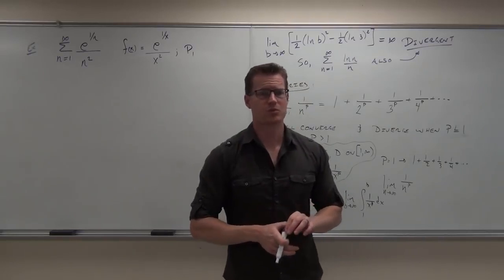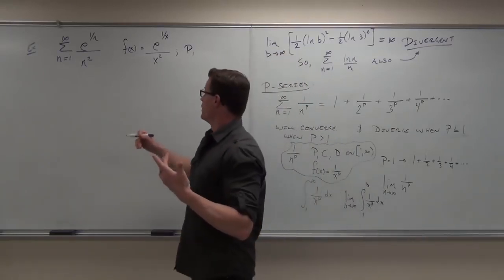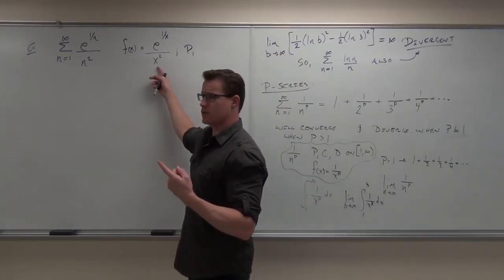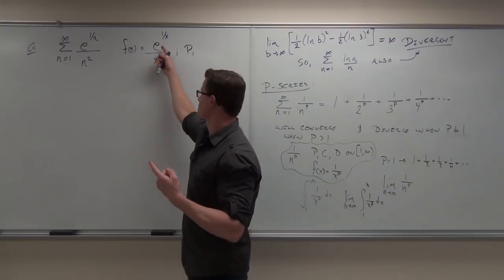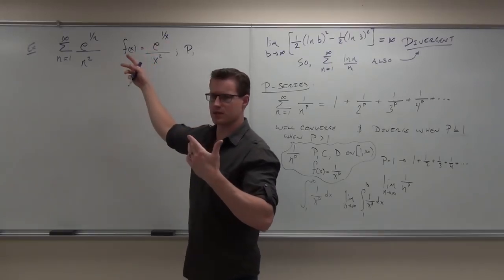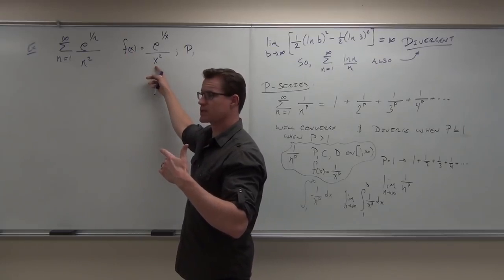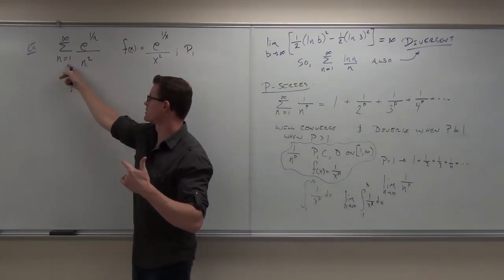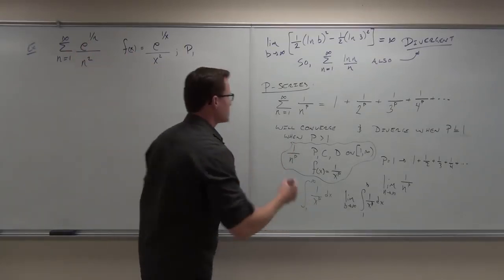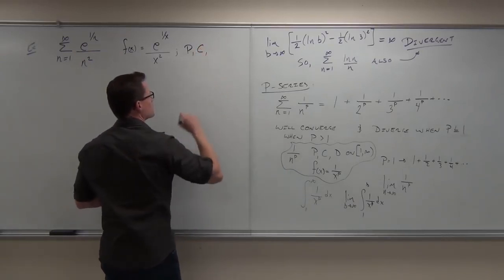Continuity is usually pretty easy to show. This is only discontinuous at 0. That's it. E is continuous everywhere; e to a power is always continuous. How about x squared? Well, it's always continuous except at 0. Do we ever hit 0 in our interval? No. It's always continuous. The hard one here is decreasing.